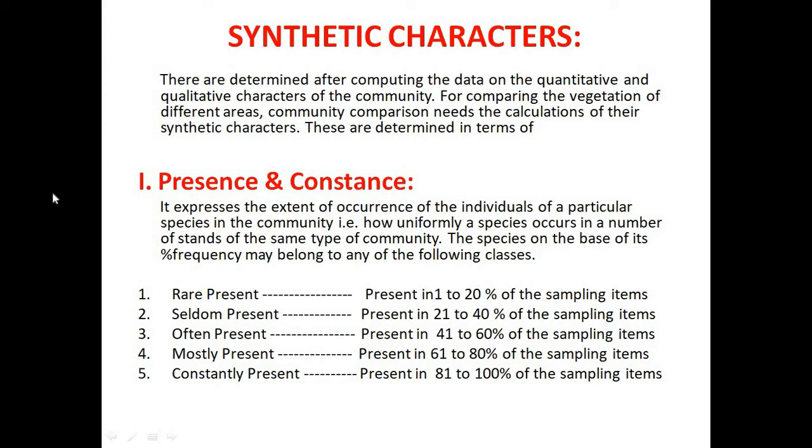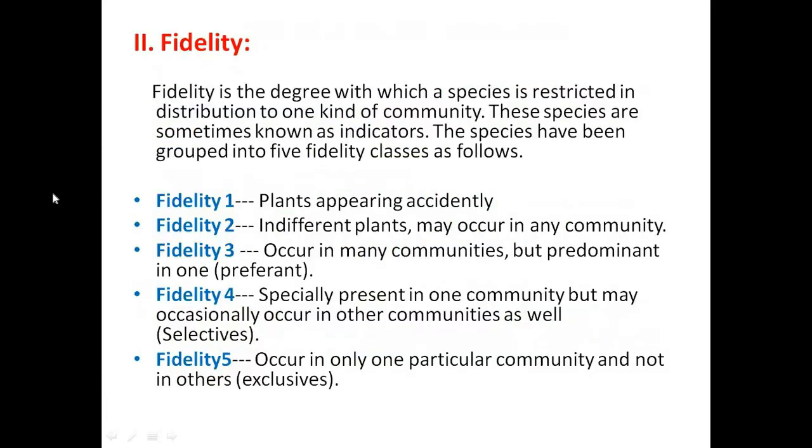The first is rarely present, meaning it is present in 1 to 20% of the sampling units. Sampling units may be a quadrat or any method. The second is seldom present, meaning 21 to 40% of the sampling units. Third is often present, in this 41 to 60% covers. Fourth is mostly present, so these species cover 61 to 80%. And the fifth group covers the constantly present, meaning 81 to 100% of the sampling units. Again, this may be a dominant group.